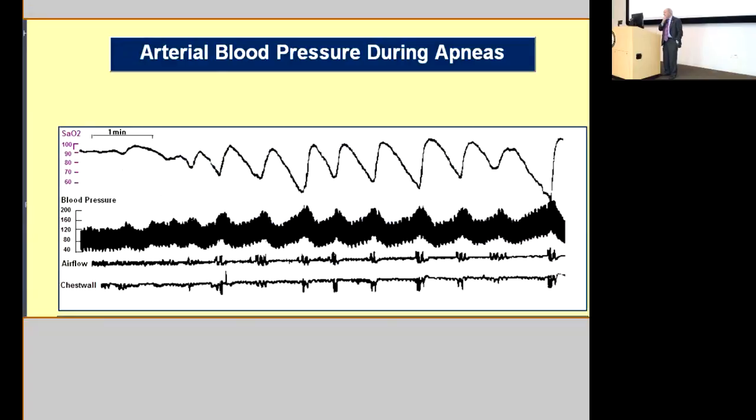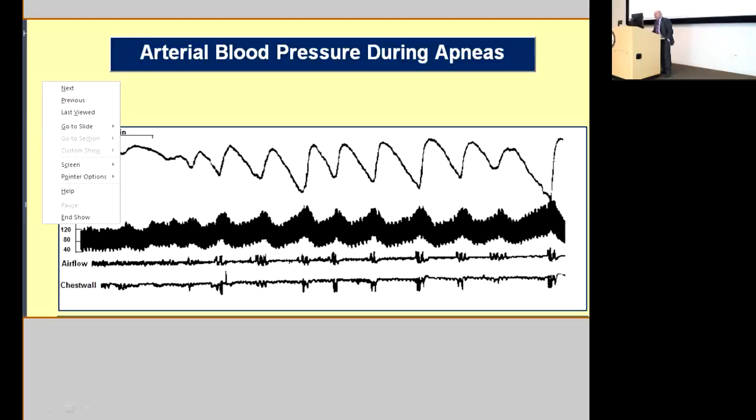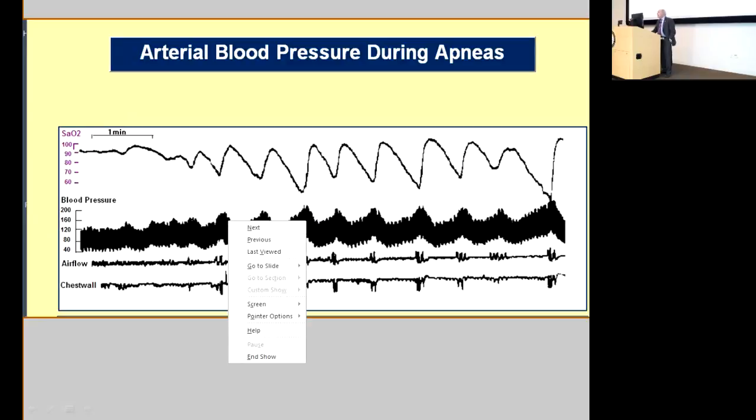Here's an example, let's see if I can point this out here. This is repetitive drops in the oxygen. You can see that. And they're due to repetitive blockage of the airway. And this is the blood pressure. So you see, every time there's one of these events, the blood pressure shoots up from 120 to 160. Imagine that happening all night long. That's not a good deal.